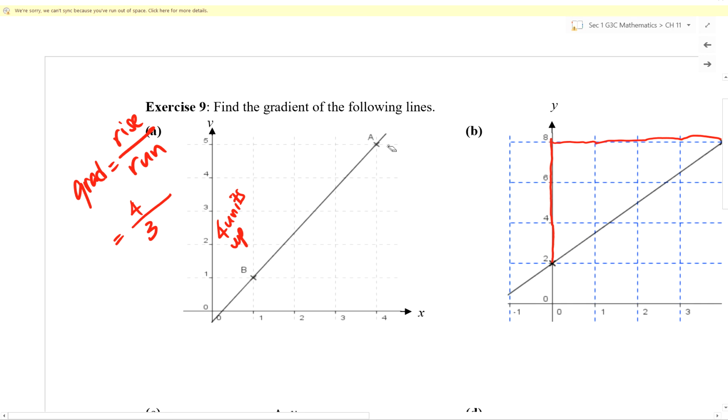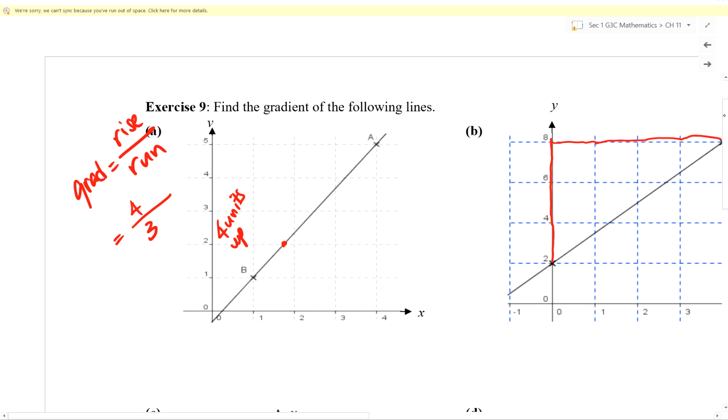If you do not choose these 2 points, A and B, what would you choose? Will you choose this point? Are we able to tell the exact coordinates? We can't tell exactly what this is. Our grid over here is not precise enough. So when you want to find a gradient, you have to be smart and choose points that you are sure are correct. So that will be the intersection points over here.